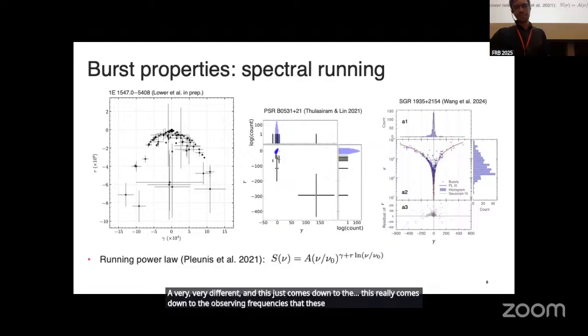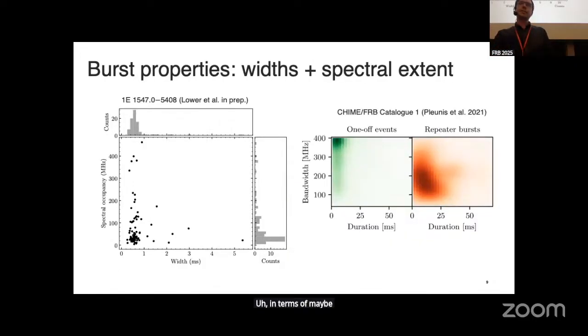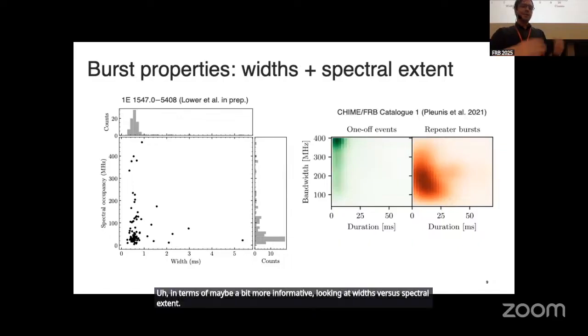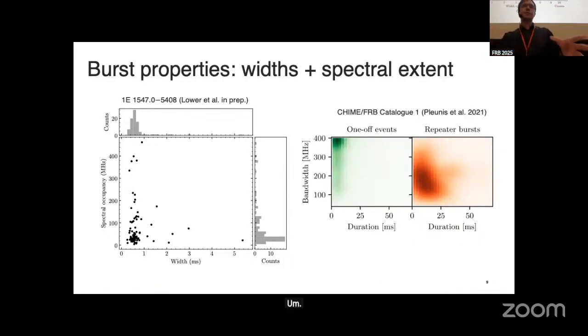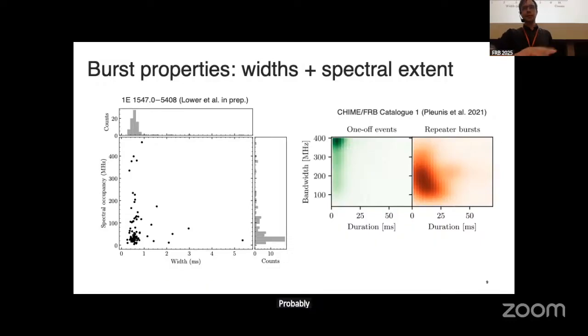Maybe a bit more informative is looking at widths versus spectral extent. The distribution of widths and spectral extents follows what was seen for the repeating FRBs in the Chime FRB catalog. And I saw there was an update yesterday for the catalog too, which looks a little bit more like what's seen in the Chime FRB catalog 2, which is kind of nice to see.